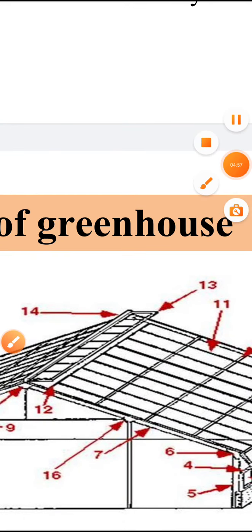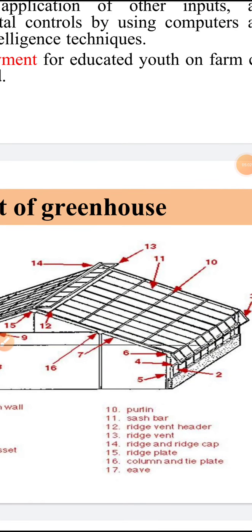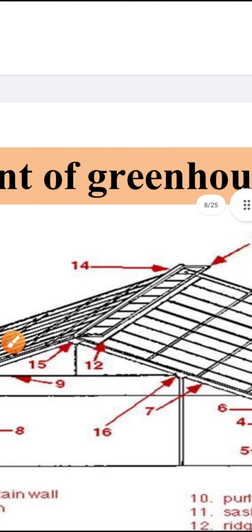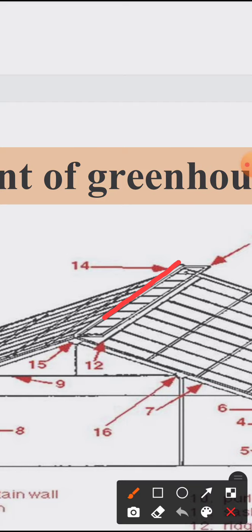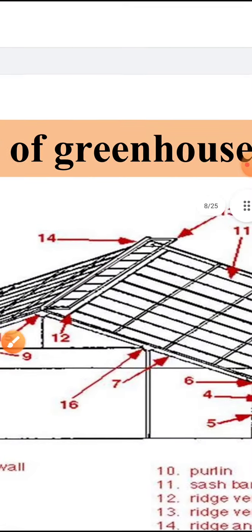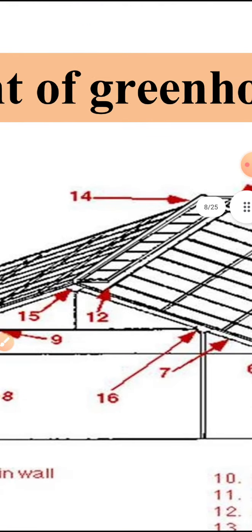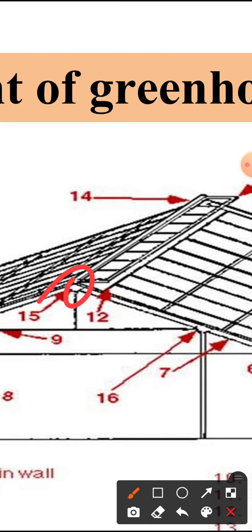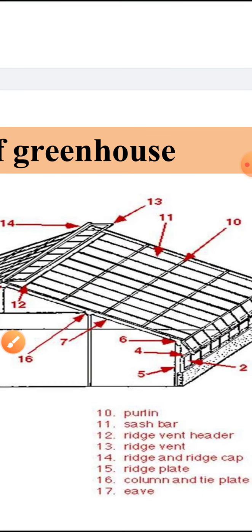Then ridge plate, fourth number is ridge and a ridge cap. This is the ridge and ridge cap structure. This is the ridge cap, and then next is a ridge plate. Here the ridge plate is inside the ridge vent.